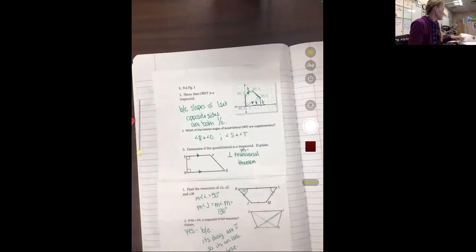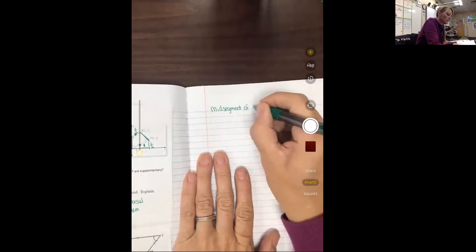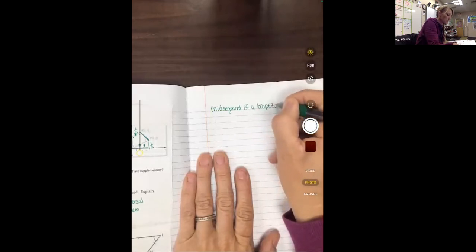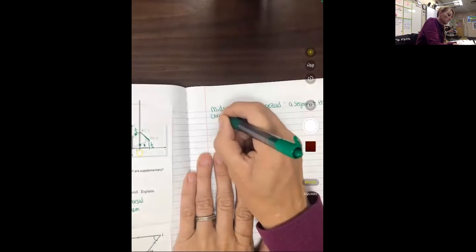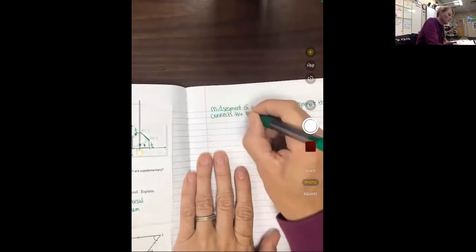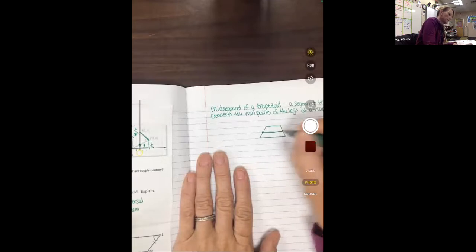Okay, so the next thing that we're going to talk about is the midsegment of a trapezoid. Something kind of cool happens when you have trapezoids. The midsegment of a trapezoid is a segment that connects the midpoints of the legs of a trapezoid. So what I mean by that is if you have a trapezoid and this is the midpoint and this is the midpoint, it's a segment that connects them.